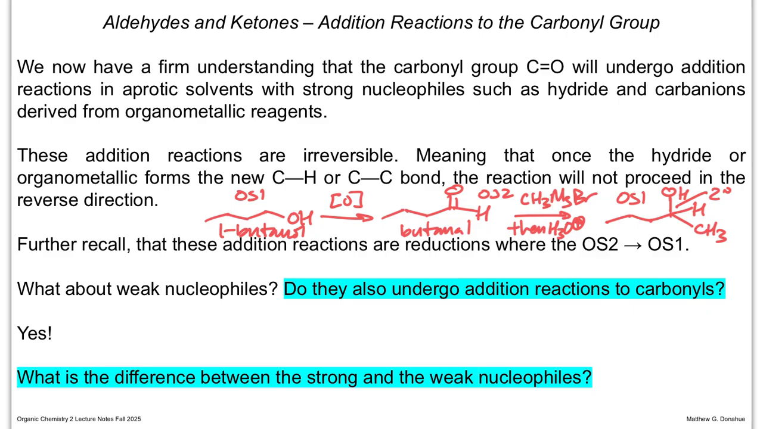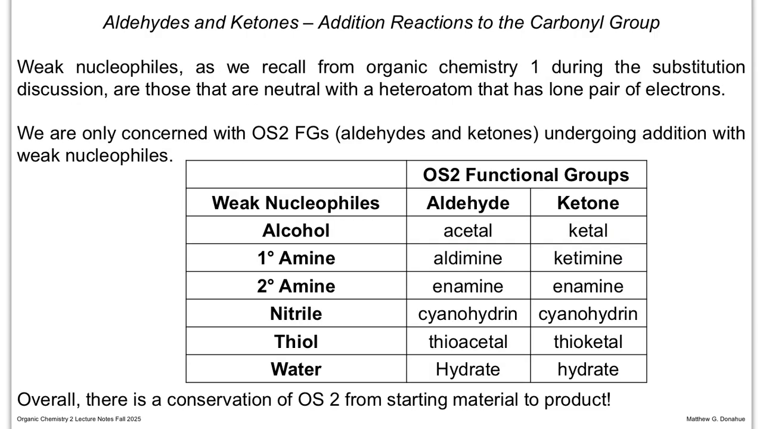But what about when we have other nucleophiles that aren't strong? They're weak nucleophiles. How do they add to carbonyl groups? And what is the difference between strong and weak? The type of nucleophiles that we're going to look at are shown in this table here. So this is the functional group of the nucleophile. The electrophile it's adding to at oxidation state 2 is either going to be an aldehyde or a ketone.